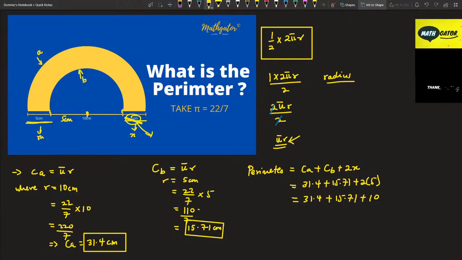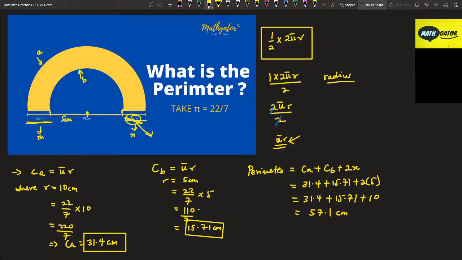So what will be the answer? 50. Okay, so someone has actually produced the answer, which is what? 57.1 centimeters. So 57.1 centimeters, not centimeters square. Okay, so the perimeter for this particular shape is 57.1 centimeters.